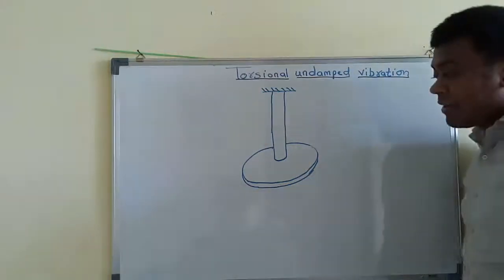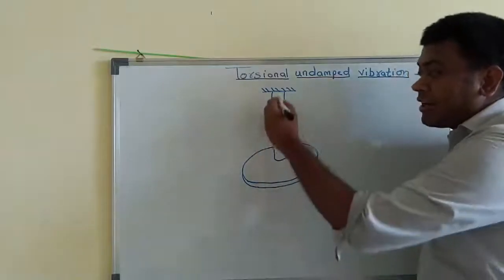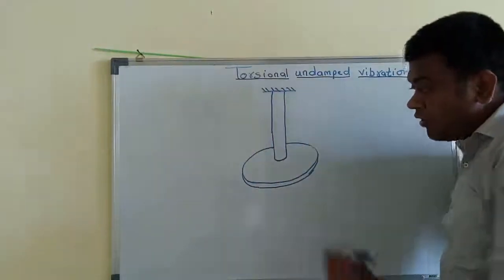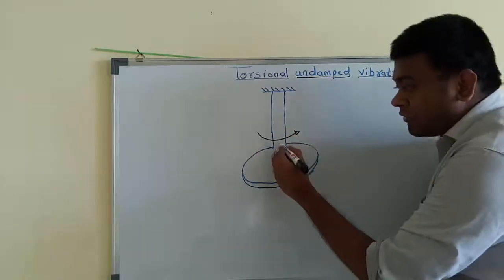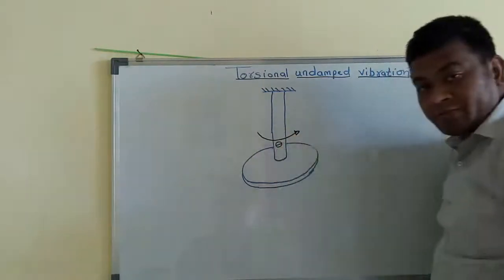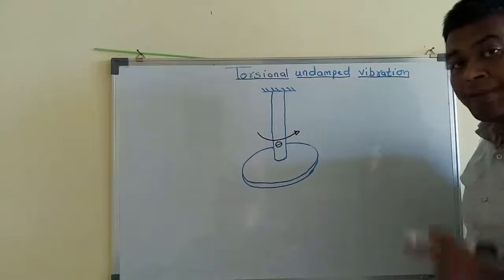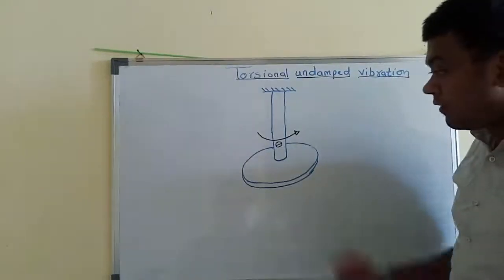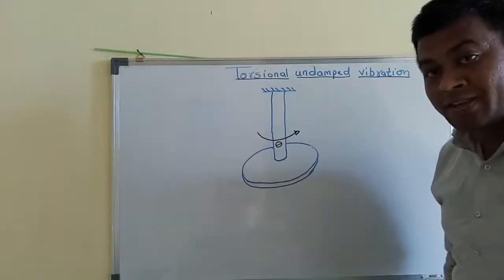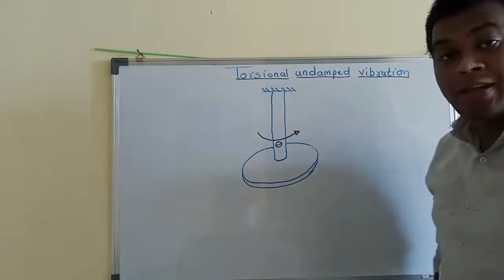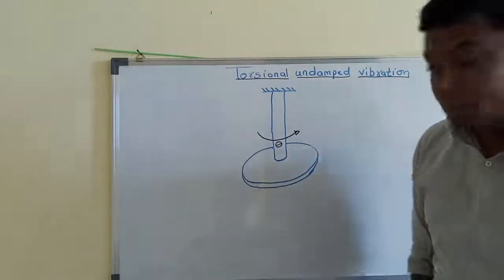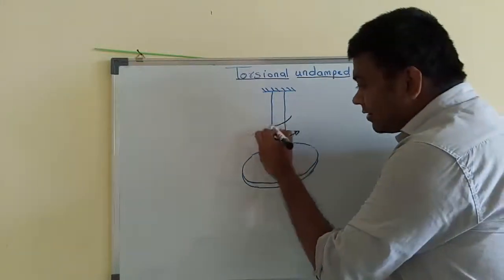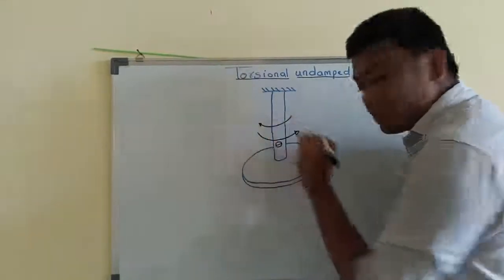Now you can see the diagram. This is a disc which is attached to a beam. Now if we provide a twist of theta angle in this direction, as you know from Newton's second law of motion, if we apply a deflection in a certain direction, there will be an inertia force which will try to bring the body back to the mean position. So for this case, this will be the inertia force.